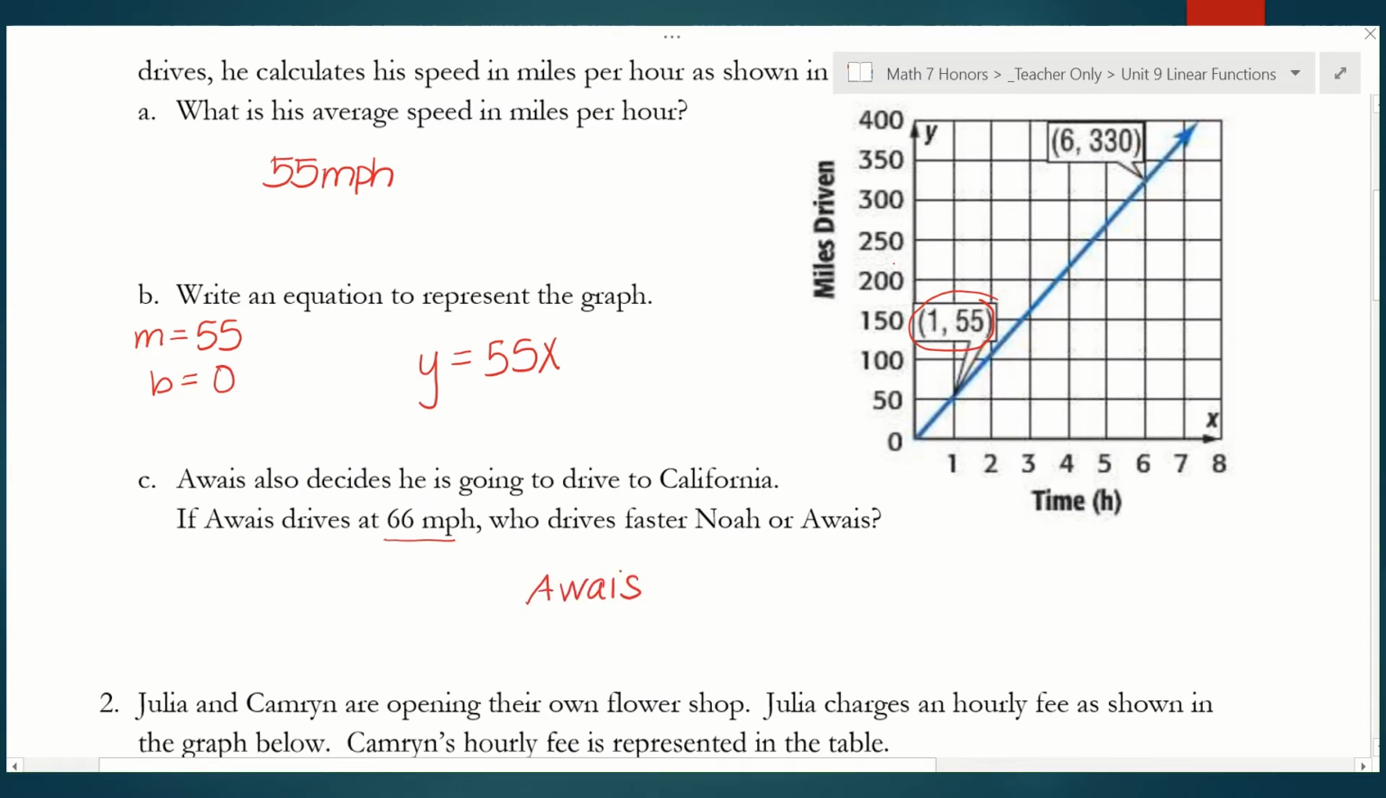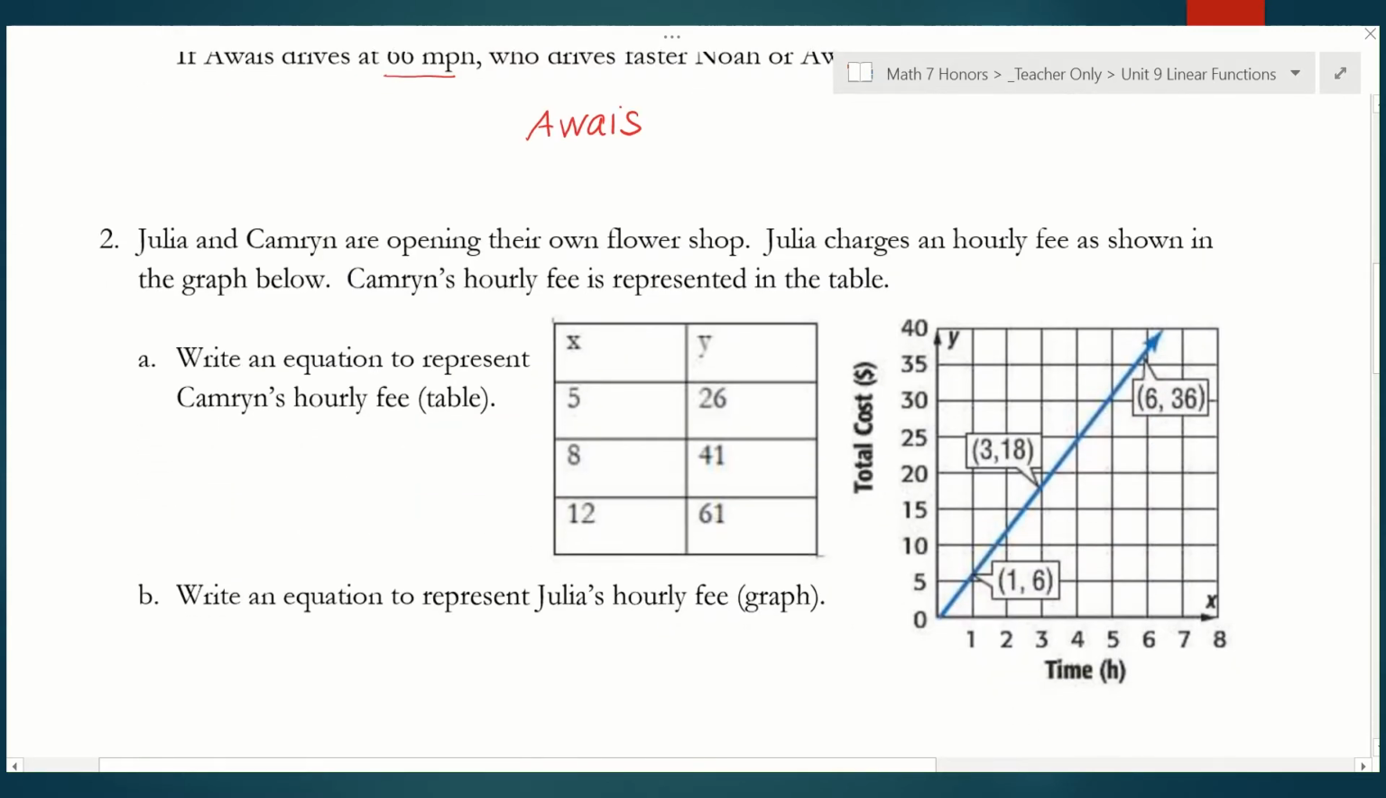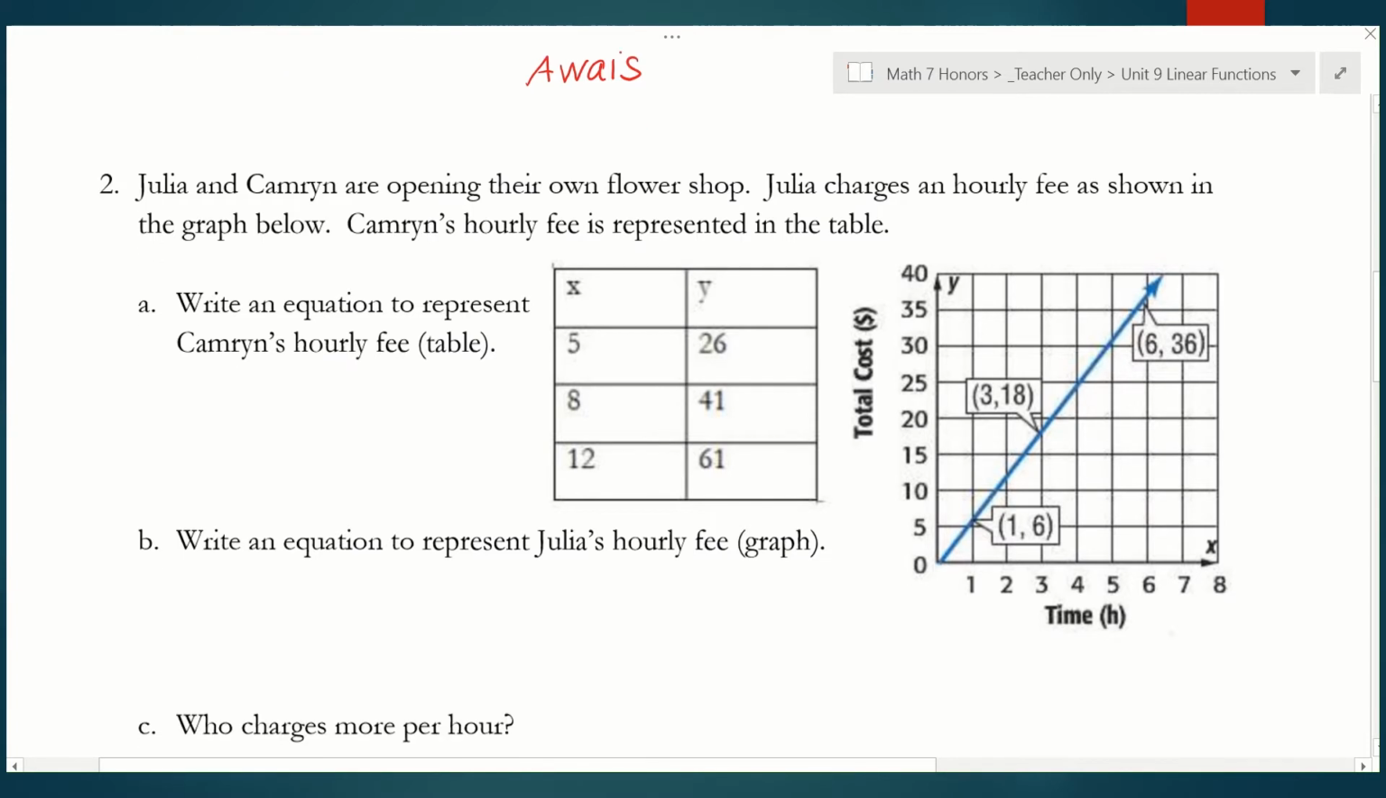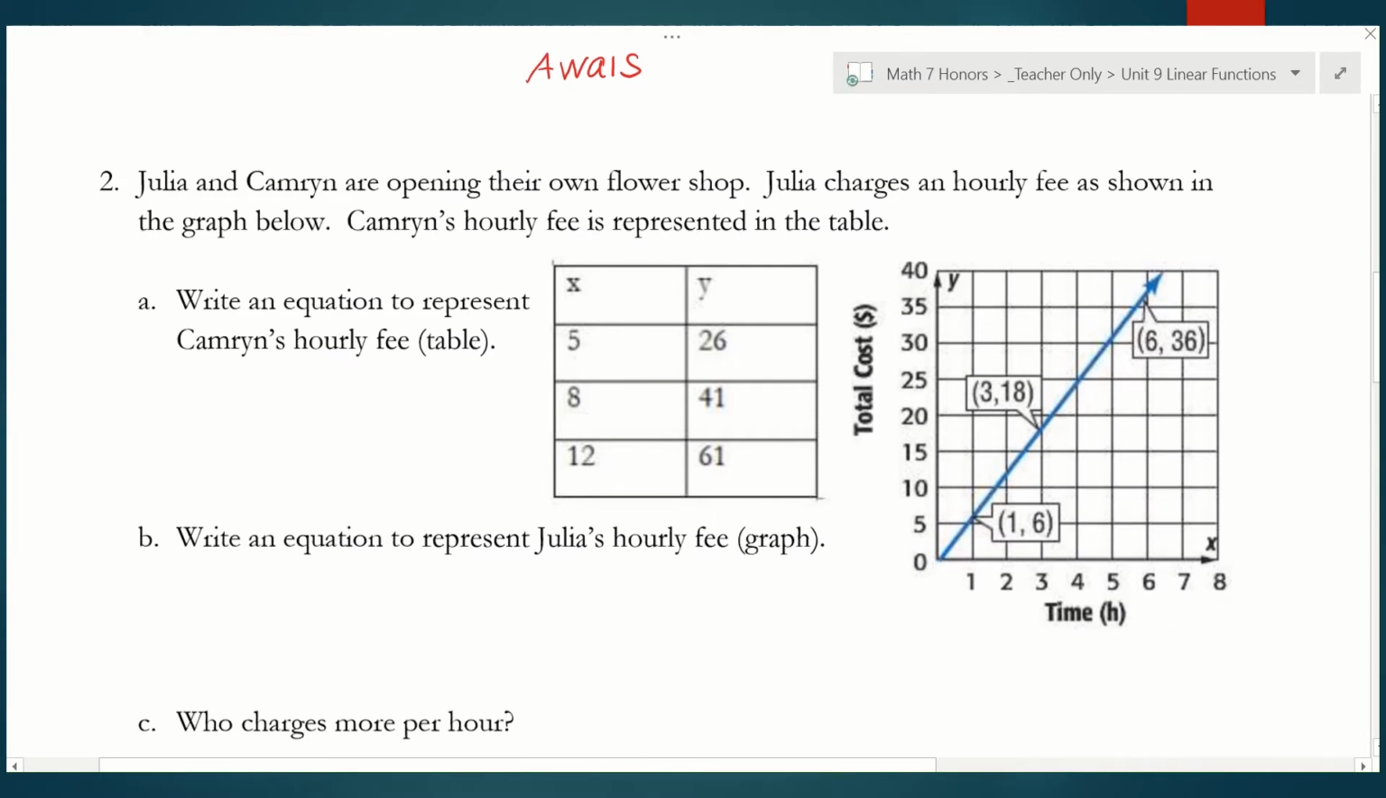Okay, so kind of an easy one to start with. For number 2, Julia and Cameron are opening their own flower shop. Julia charges an hourly fee as shown in the graph below. Cameron's hourly fee is represented in the table. So I'm going to go ahead and label this. Julia is the graph, and Cameron is the table.